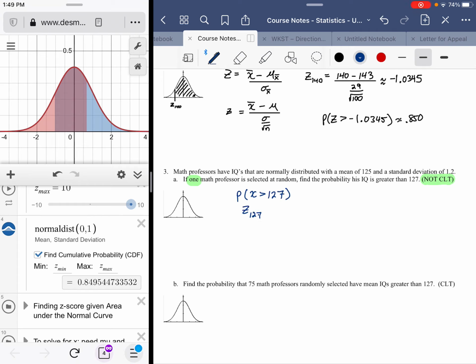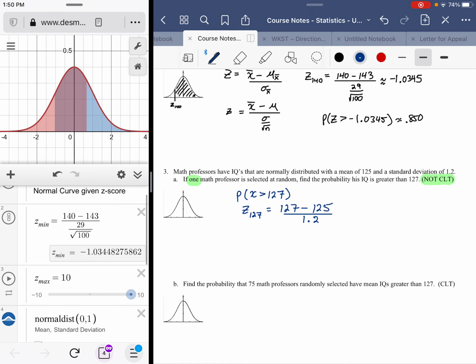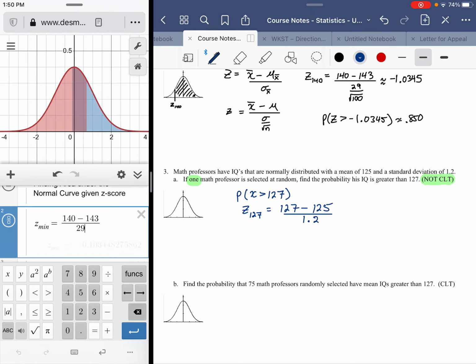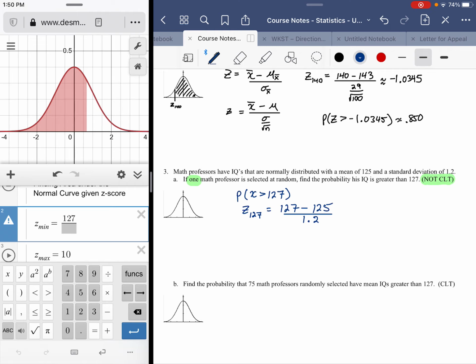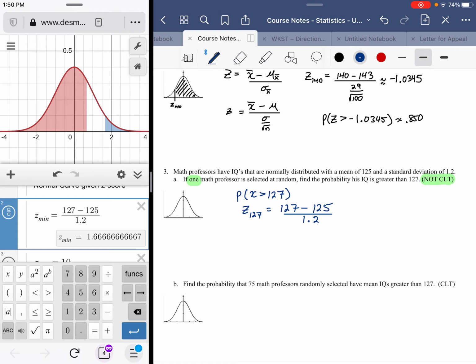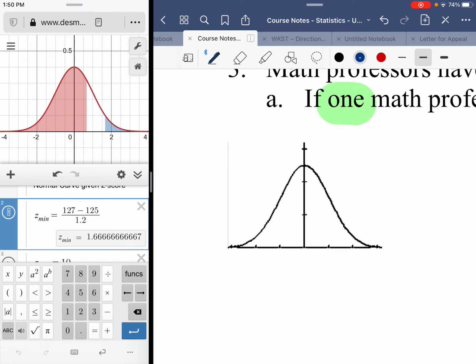We would want the z-score for 127, which would be 127 minus the mean of 125 over the standard deviation of 1.2. All right, so let me just get rid of all this. Minus 125. You can just write a 2 if you want. So about 1 2/3. So I'll write it as 1.6 repeated. So 1.6 repeated is going to be somewhere in this neighborhood.